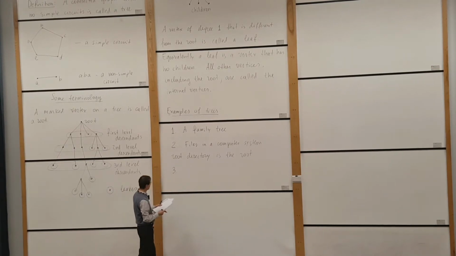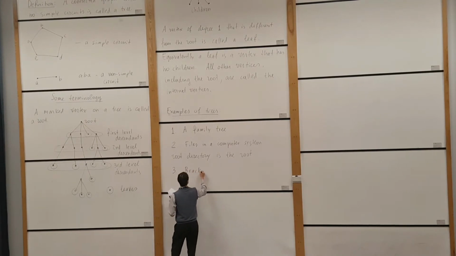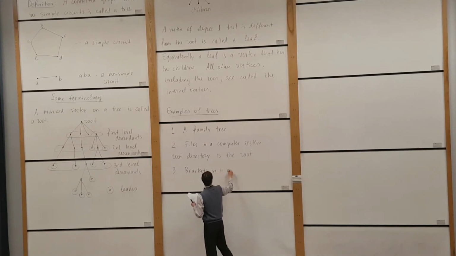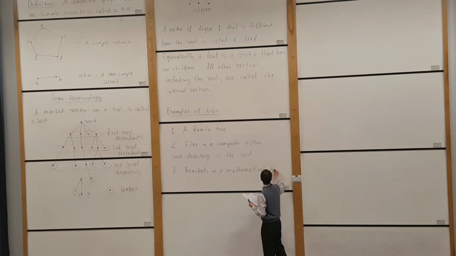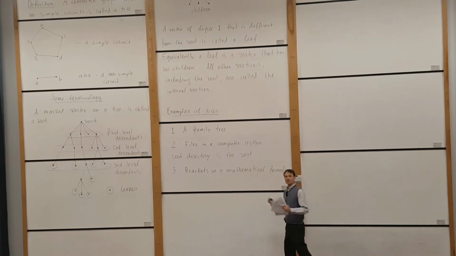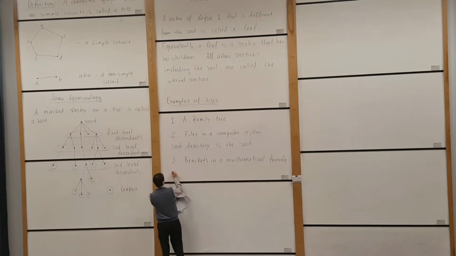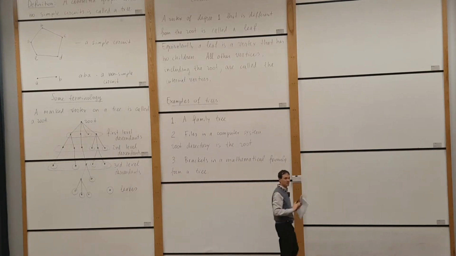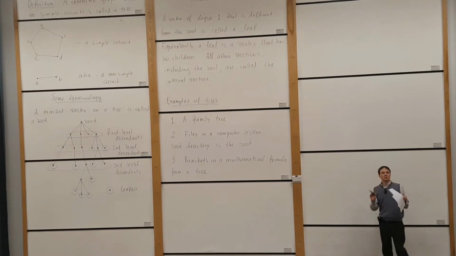A different example from pure mathematics: brackets in a mathematical formula. If that formula is written correctly, they form a tree. Okay, let me explain this on a concrete example. Imagine that I had a mathematical formula with lots of symbols in it and lots of pairs of brackets.